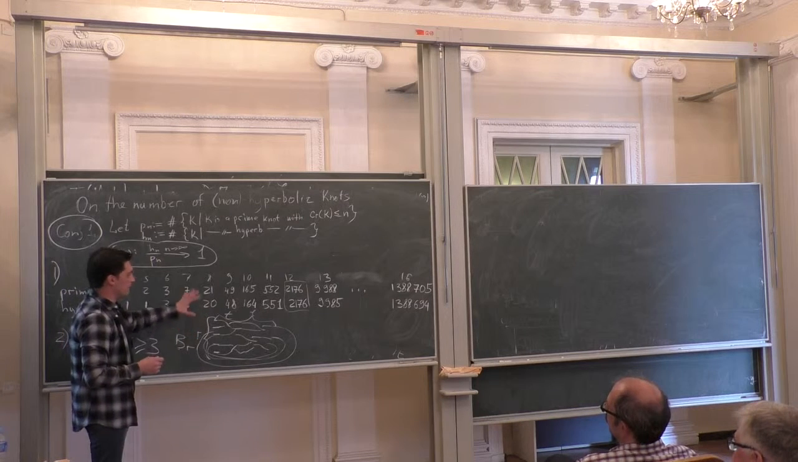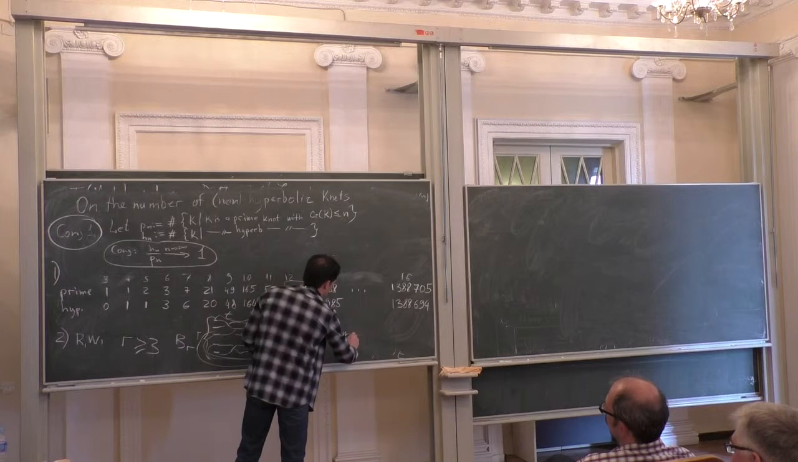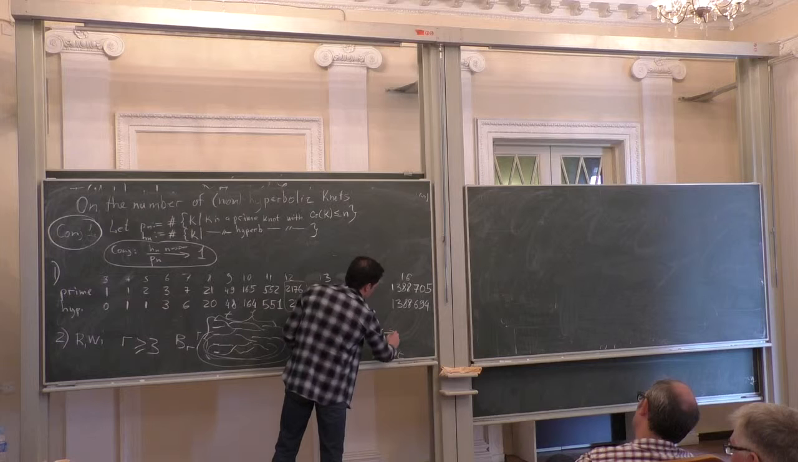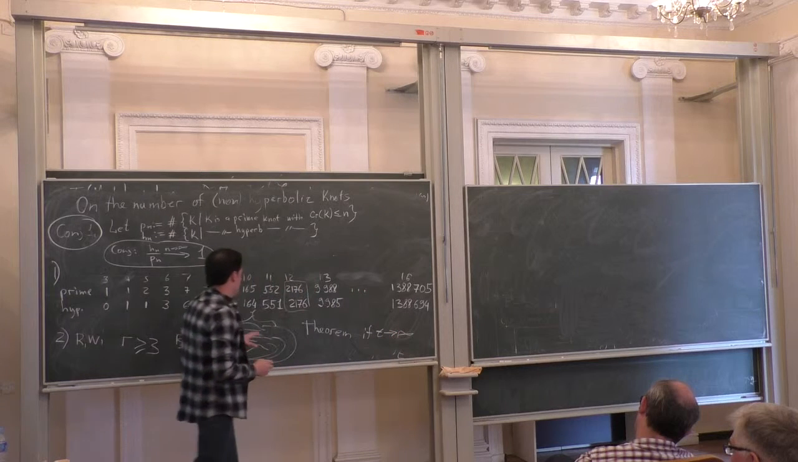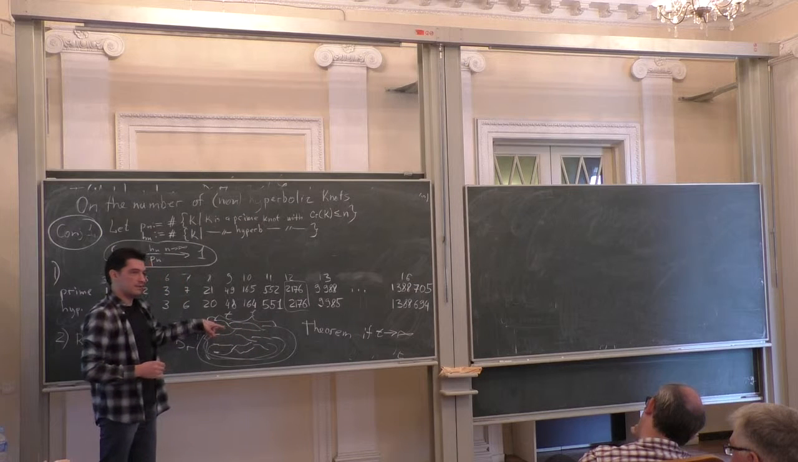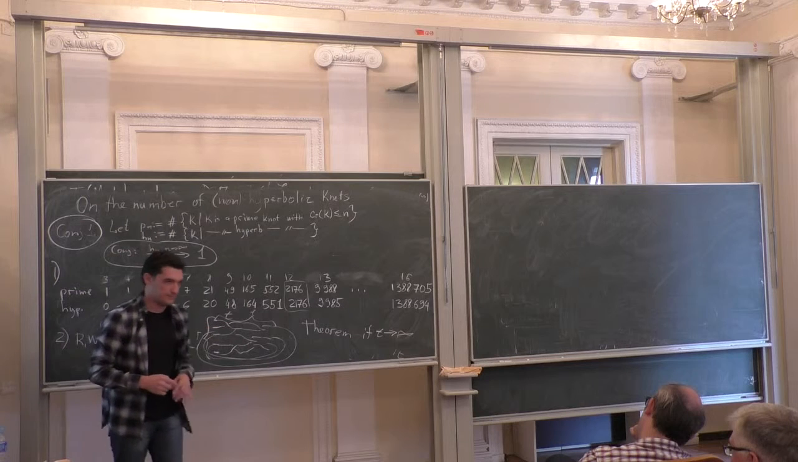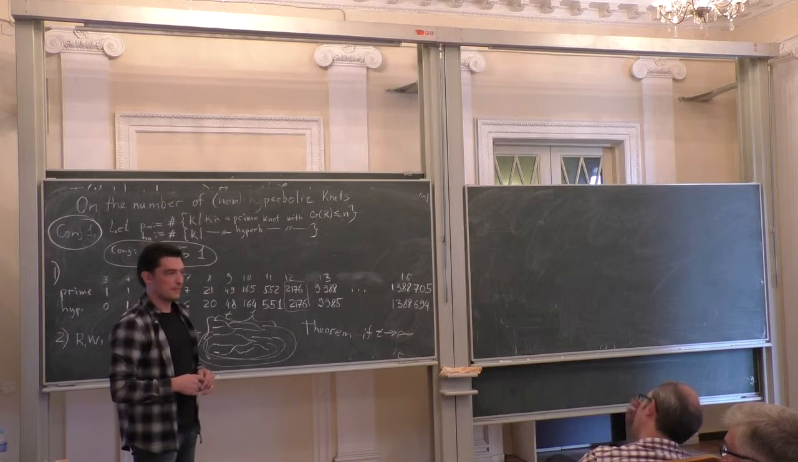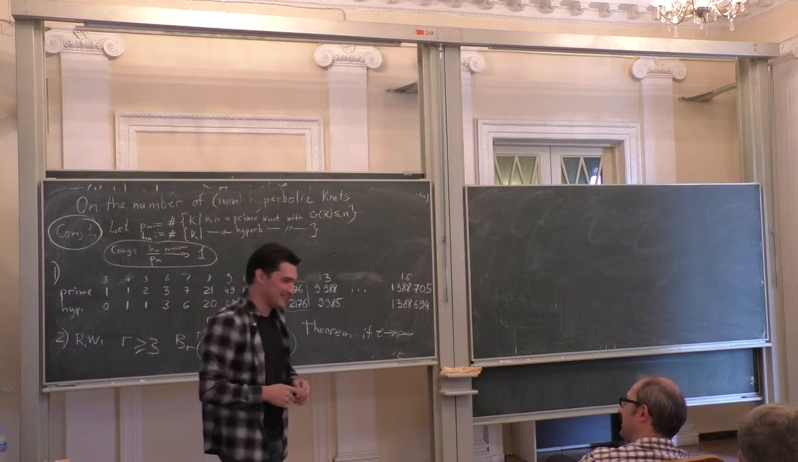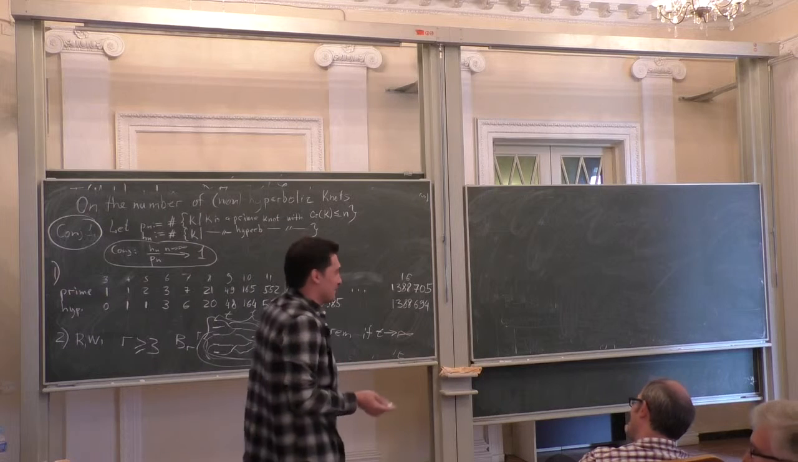And it is a theorem that if t tends to infinity, then the probability that the resulting link will be hyperbolic tends to 1.